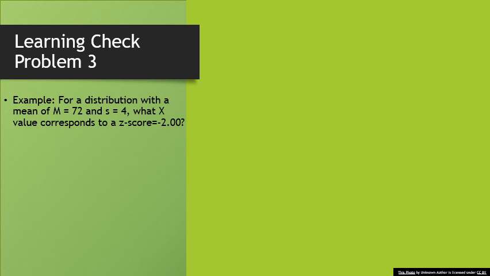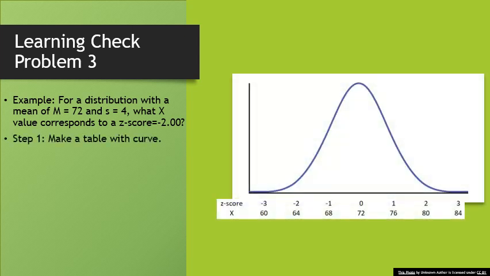So for a distribution with a mean of 72 and a standard deviation of 4, what x value corresponds to a z-score of negative 2.00? Again, make the table, make the curve, and you can read right off the table. If you have a z-score of negative 2, that's going to be a score of 64.